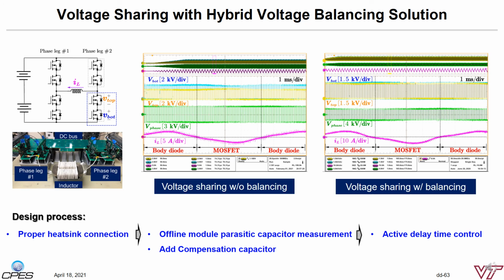As a summary, the bottom of the page shows the proposed design process. As a first step, we need to select the proper heatsink connection scheme and develop an equivalent parasitic capacitor distribution circuit model. In the second step, the module internal parasitic capacitor values will be measured in a non-invasive approach by using an impedance analyzer. Then the required compensation capacitor that can balance the equivalent capacitor in parallel with the devices can be calculated and connected across the corresponding device. Lastly, the active turn-off delay time control on the gate driver is enabled to monitor and balance the device voltage sharing in real time.